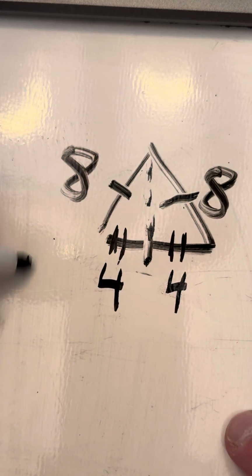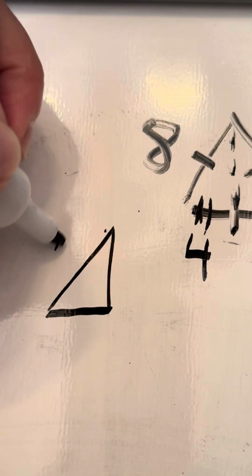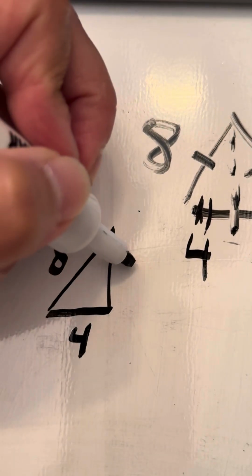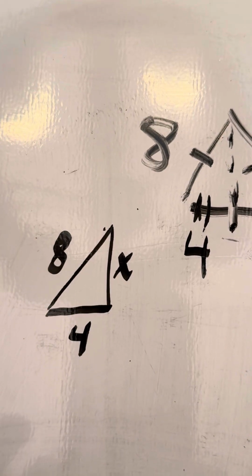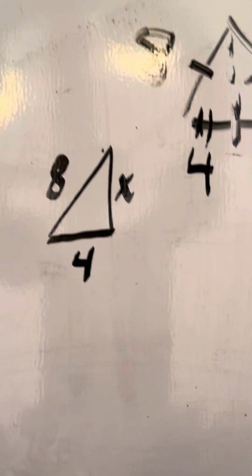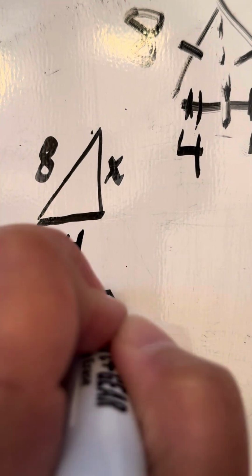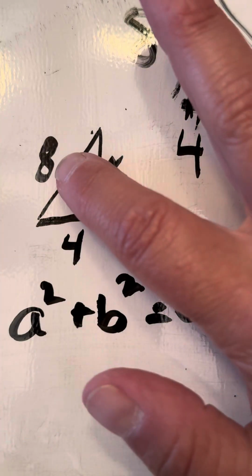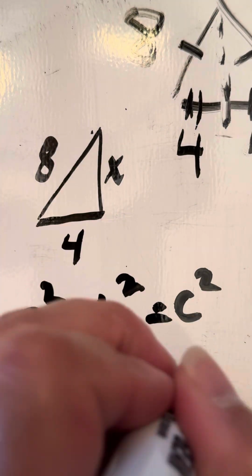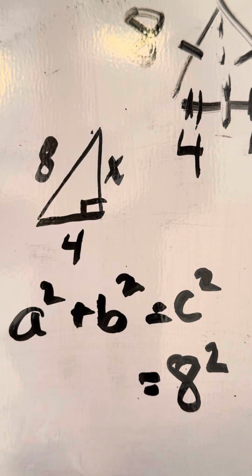So now you have a right triangle here. I'm just going to move this over so you can see it a little bit better. So you have a right triangle with an 8, a 4, and a missing side here. So again, we're going to use the same formula that I used a few minutes ago, a squared plus b squared equals c squared. And this time I have the c squared because I have the hypotenuse. So the 8 is your c squared. The hypotenuse is always directly across from the right angle, which is right there.